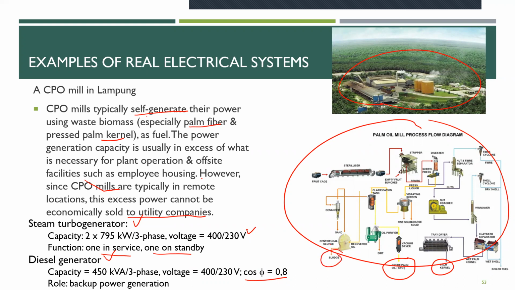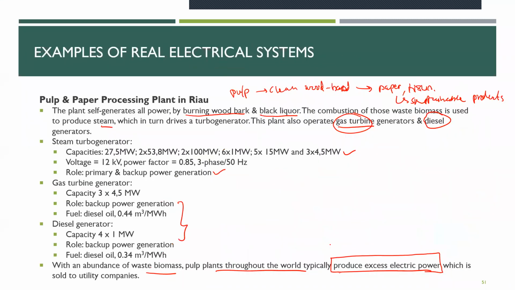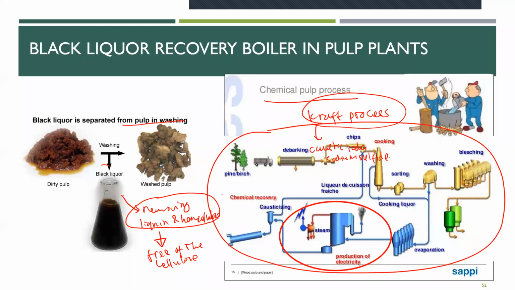Okay, so these are examples of the use of the electrical system in three different plants in Indonesia: chemical pulp and paper, CPO, as well as ceramic manufacturing.